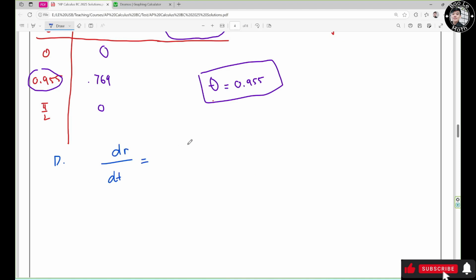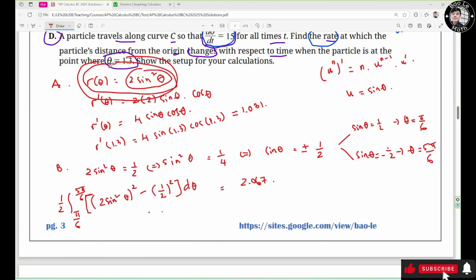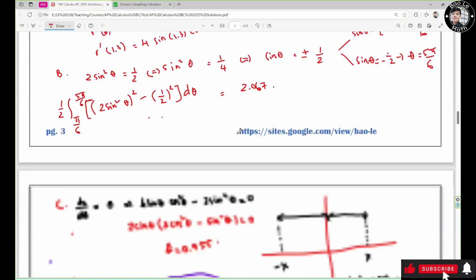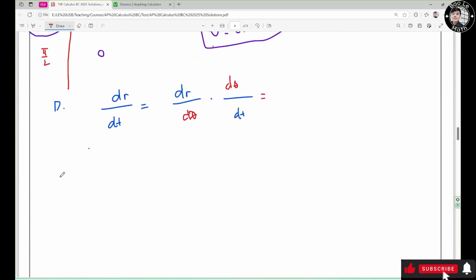Alright, so this one is the same thing as dr over d theta times d theta over dt. It doesn't change. Now I have r theta equals 2 sine square theta, so I'm going to write it over here. R theta equals 2 sine square theta. So I need to calculate dr over d theta. It's going to be 4 sine theta times cosine theta.